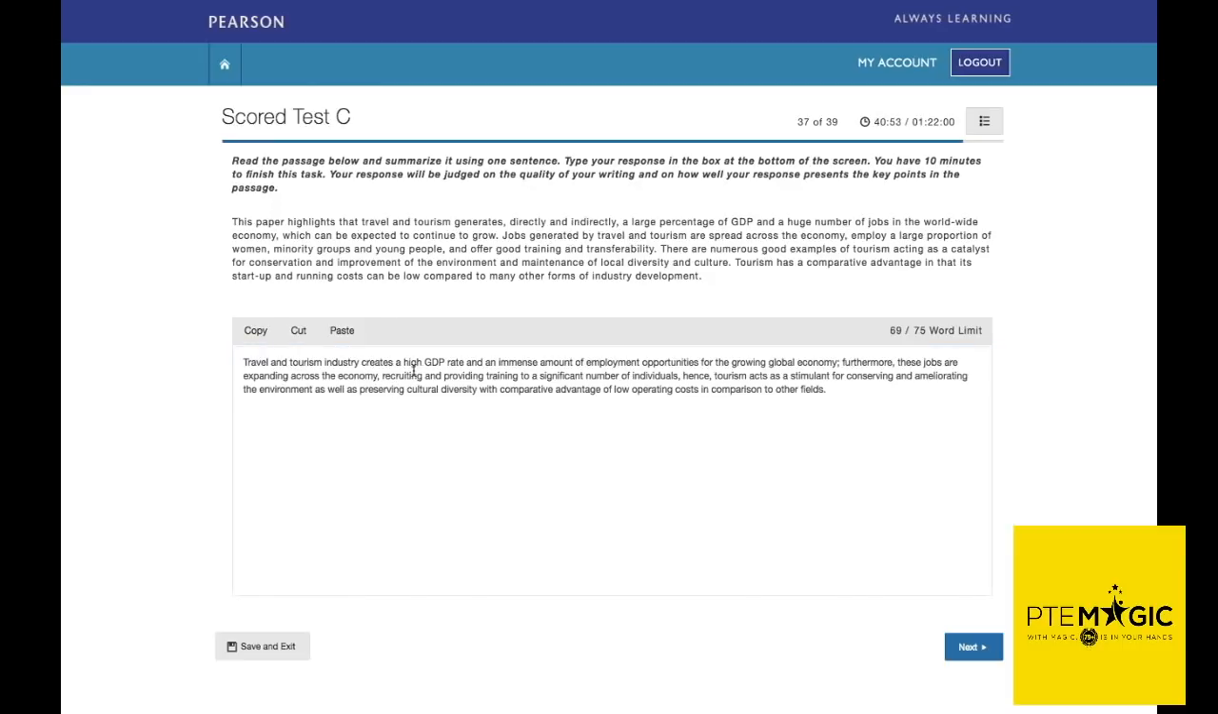Travel and tourism industry creates a high GDP rate and an immense amount of employment opportunities for the growing global economy. Furthermore, these jobs are expanding across the economy, recruiting and providing training to a significant number of individuals. Hence, tourism acts as a stimulant for conserving and ameliorating the environment, as well as preserving cultural diversity with comparative advantage of low operating costs in comparison to other fields.